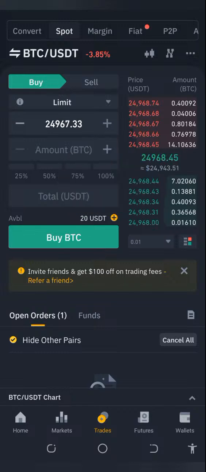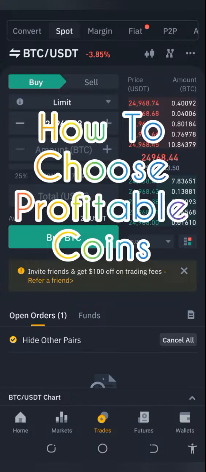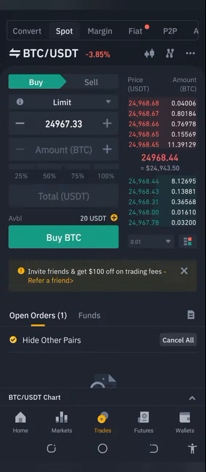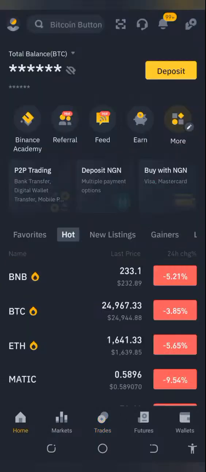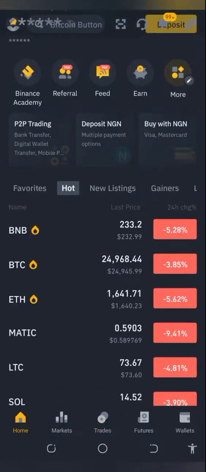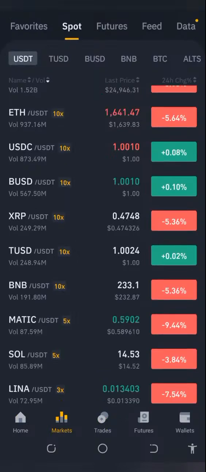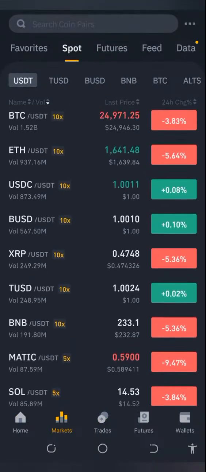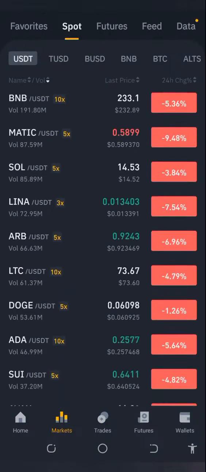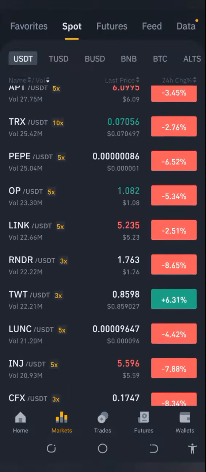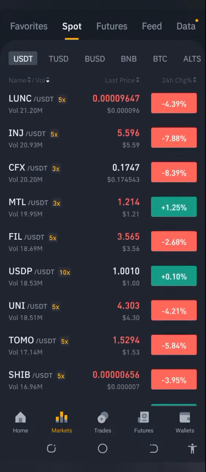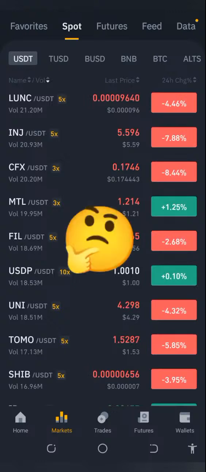So in our income strategies program, first off, we're going to share with you all the vital information that you need to choose profitable coins. Yes, you need to know how to choose profitable coins. Let me go to the homepage so you understand what I'm saying. On markets, we're going to see all these awesome coins. Can you see all these beautiful coins? When you click on spot, you'll see so many coins here. And of course, when just looking through it, you're confused as to which one you will choose. And I understand that.